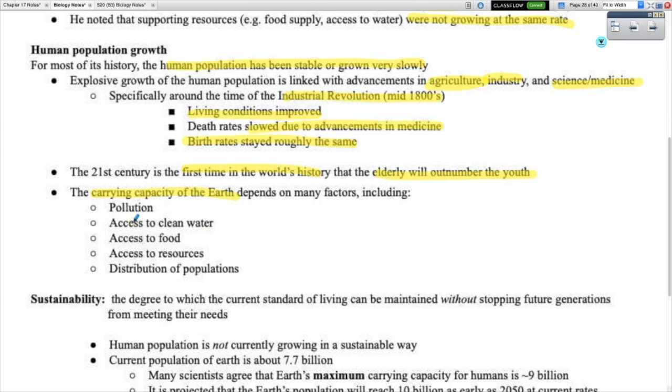Access to food, access to resources, a lot of these things we might have enough of, but getting it to everybody is an issue, which leads me to distribution of populations, right? It's not like we can just all have a big water store that we all go to. No, we're very spread out. And the infrastructure in a lot of places is very different than in other places.